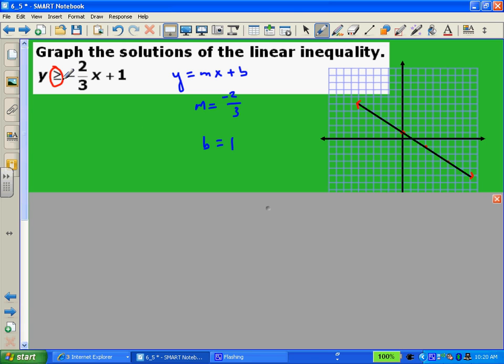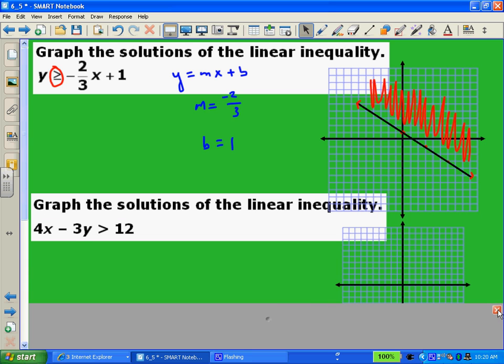And then the last thing I got to do is look at the symbol in the problem. And if it's a greater than symbol or a greater than or equal to symbol, I shade above the line. And this one is, so I'm going to shade above my line. And so I'm just going to put shading all up here. Now what that means is that any ordered pair that's on this line or in the shaded region is a solution of this inequality. So all of those, I mean there's an infinite number of ordered pairs there, they're solutions to our inequality.